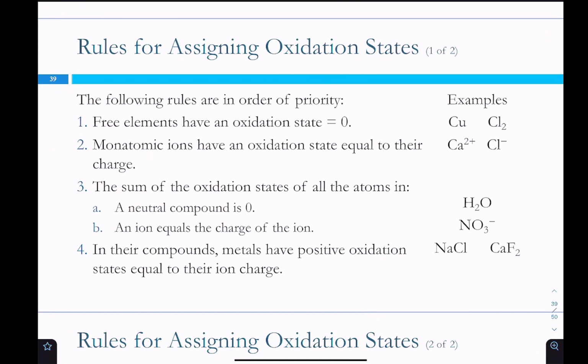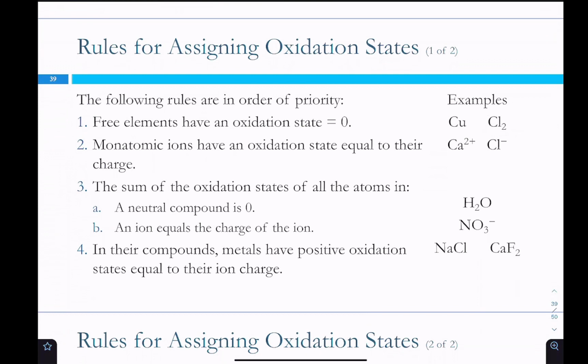Some of the other ones that are tricky are the Brinkelhoff elements. So anything that exists in nature as a diatomic or a molecular element. So chlorine, for example, would have an oxidation state of 0. Both of those chlorine atoms would have oxidation states of 0.